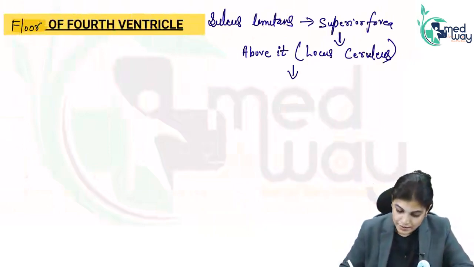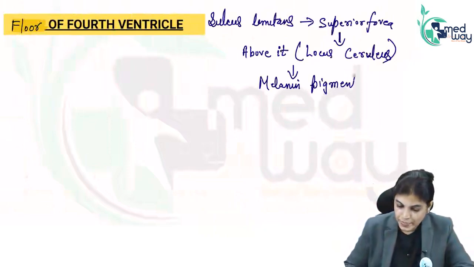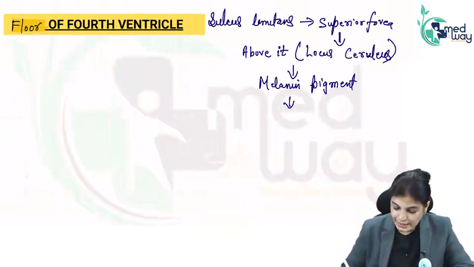Why? Because it contains melanin pigment. Why is it appearing bluish gray in color? Because it has substantia ferruginosa.